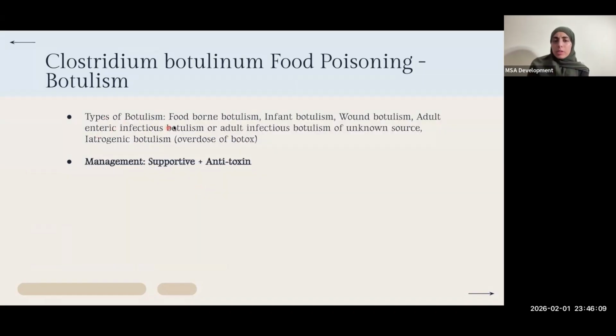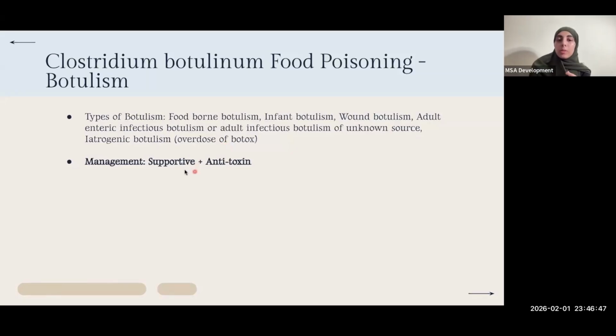We do have different types of botulism: foodborne botulism, infant botulism, basically what we talked about in the previous slide. And there is iatrogenic botulism. This is due to overdose of Botox. Basically, if someone gets Botox somewhere that's not certified, not very clean, like cheaper commercial places, people are not very proficient with it. They can give too much Botox, okay, and this can lead to iatrogenic botulism.